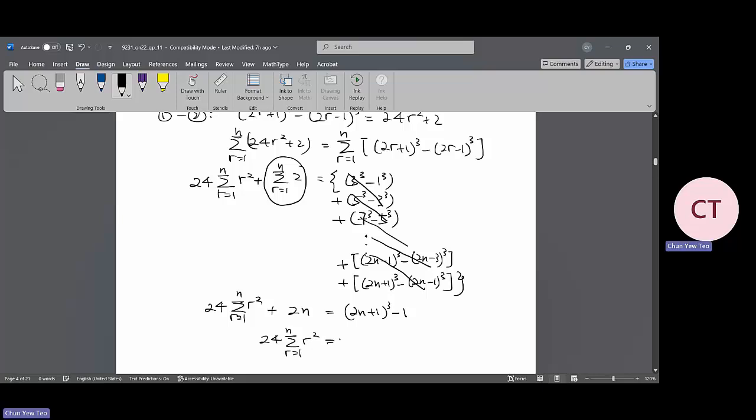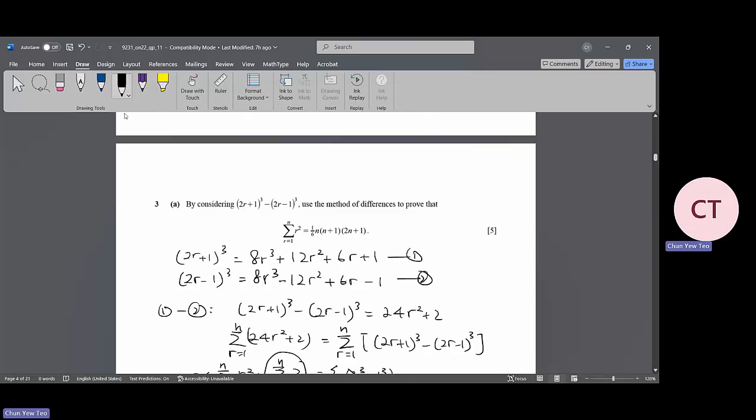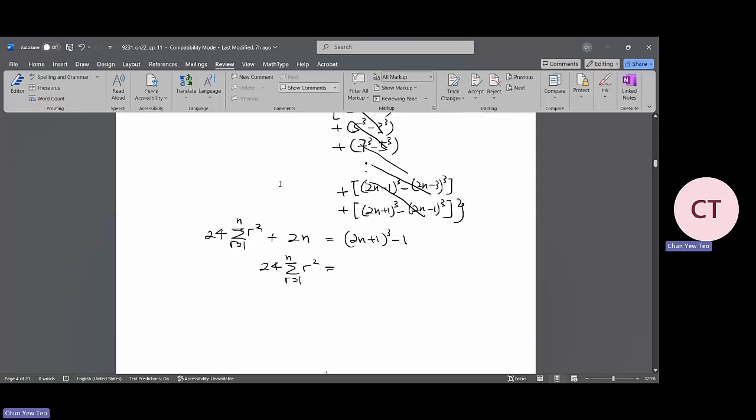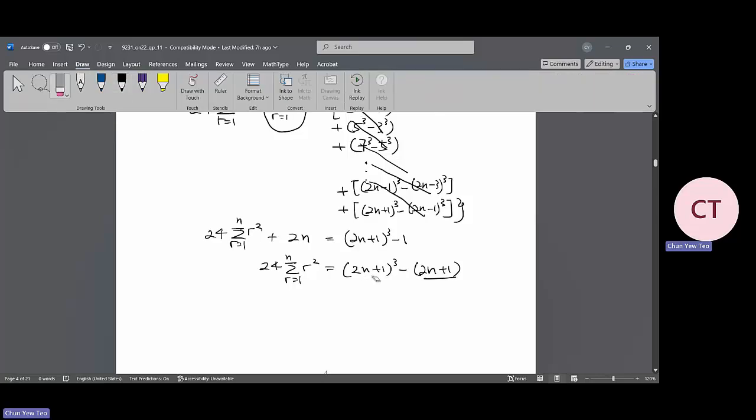Because you can see that the questions actually want the factorized form, so we try not to expand them. Over here, when you bring the 2n to the other side, you can put it like this, and you can see that 2n plus 1 is a common factor. So we will factorize the common factor out. So we just write sum of the r squared.